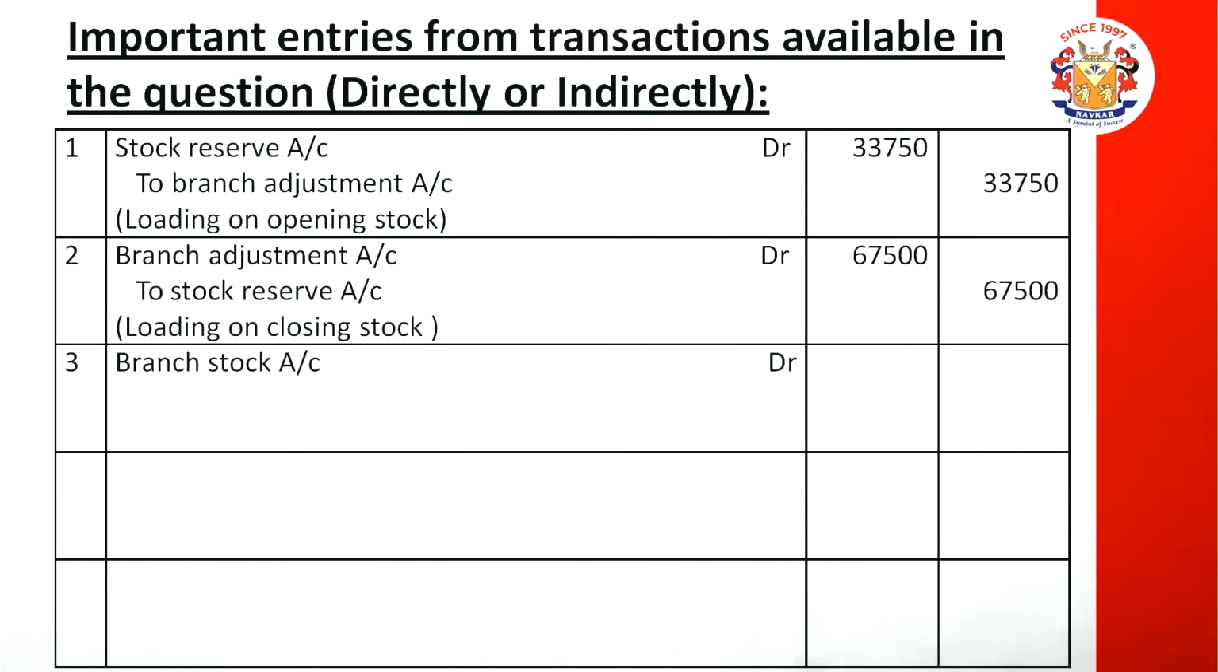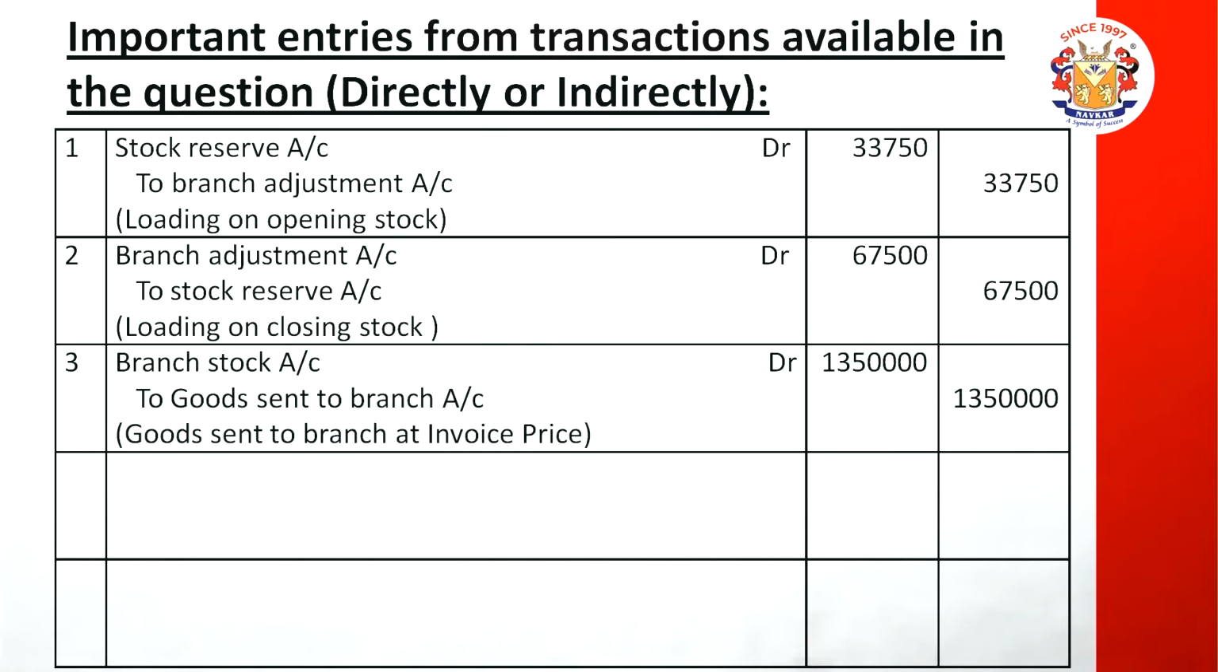Next one. Ultimately, the entry regarding goods sent to branch at invoice price. Branch stock will increase, but HO's goods will reduce. So very simple entry: branch stock account debit 13,50,000 to goods sent to branch account 13,50,000.